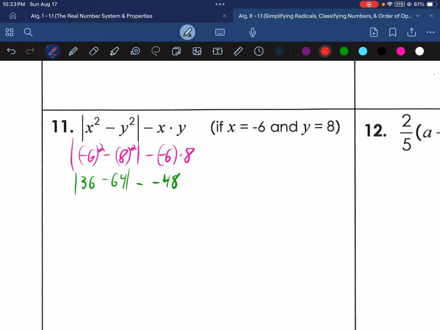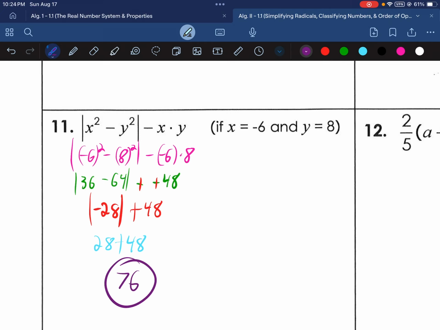Minus a negative 48, which I'm going to go ahead and just call adding there to make my life a little bit easier. 36 minus 64 is negative 28. The absolute value of that plus 48. Reminder, when you have two negatives in a row with nothing between them, you're really adding. The absolute value of negative 28 is positive 28. So you have 28 plus 48, which results in 76.